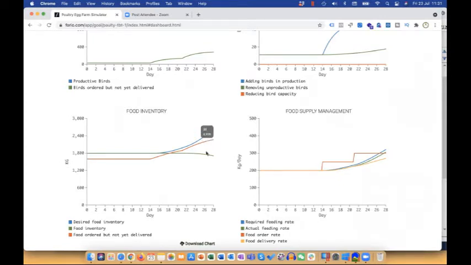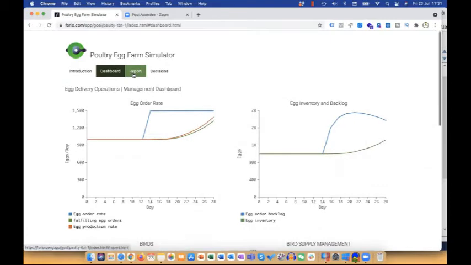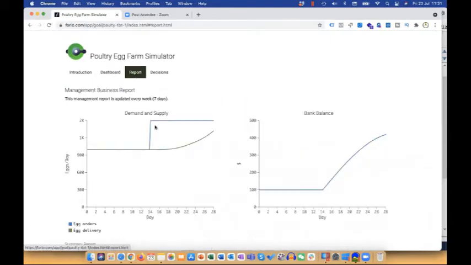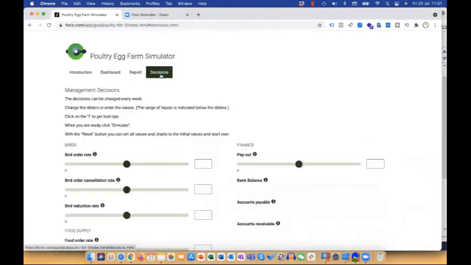And unfortunately, not all the food is delivered yet. So that's why our food inventory is starting to decrease. Cool. All good? So the report says, well, we're coming closer to meeting the demand. So as a next step, we may want to slow down our birds procurement, our bird purchasing. And also our bank account is increasing nicely. Okay, so let's do that.